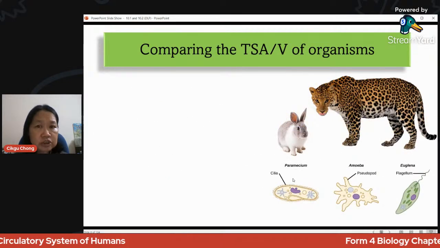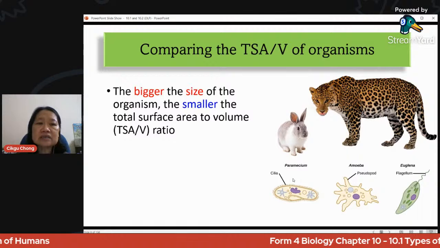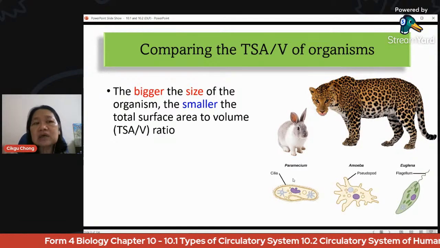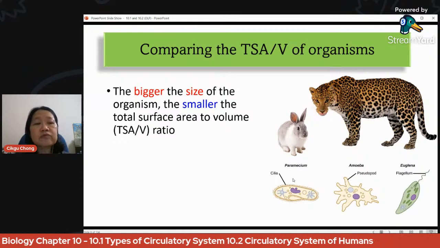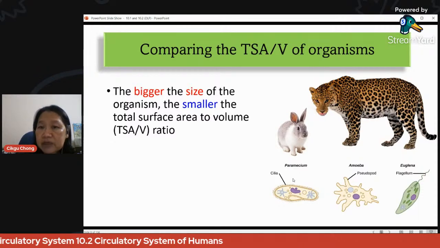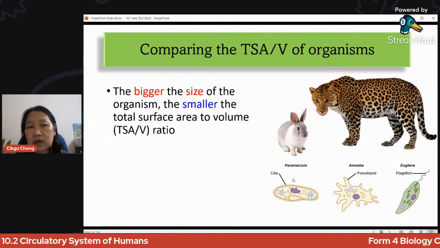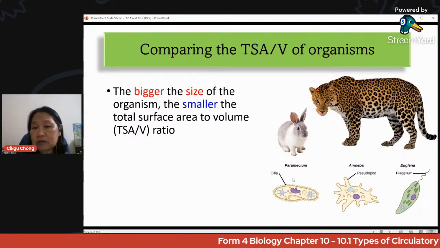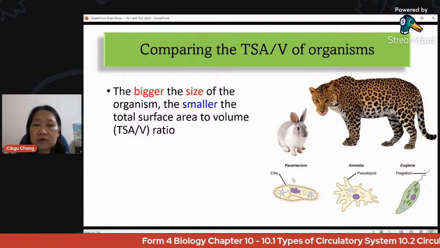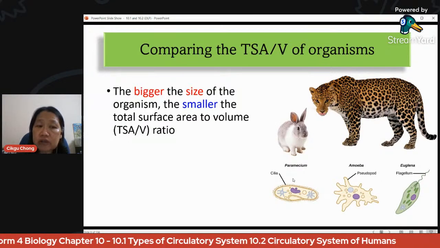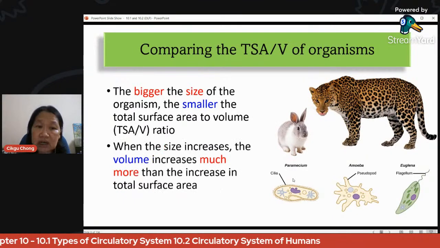Okay, so the conclusion of this is the bigger the size of the organism, if you compare just now the rat and the ladybird, the smaller the total surface area to volume ratio it is. So if we compare the leopard and the rabbit, the leopard will have a smaller TSA per V compared to the rabbit. And if we compare the rabbit to the paramecium or the amoeba, the rabbit will have a smaller TSA per V ratio compared to the paramecium or the amoeba.